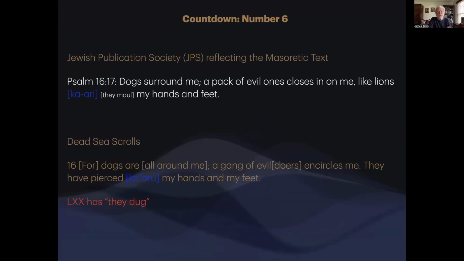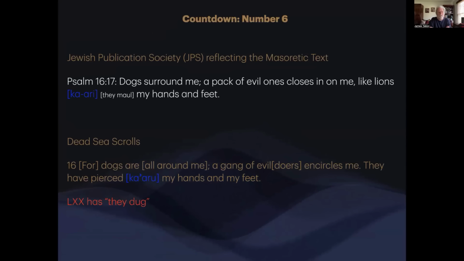Okay. Number 6. The Jewish Publication Society has the Masoretic text. The RSV actually puts the Dead Sea Scroll version because it does exist in some Hebrew manuscripts. So this is about the suffering of King David.